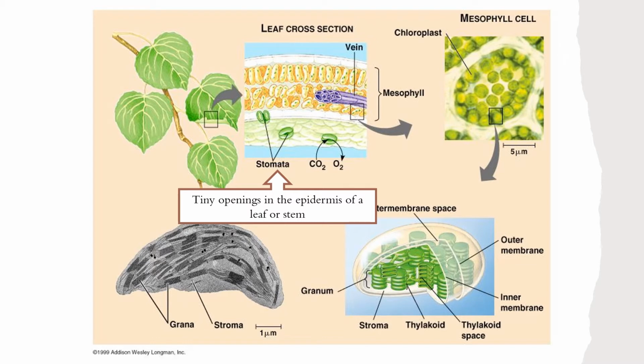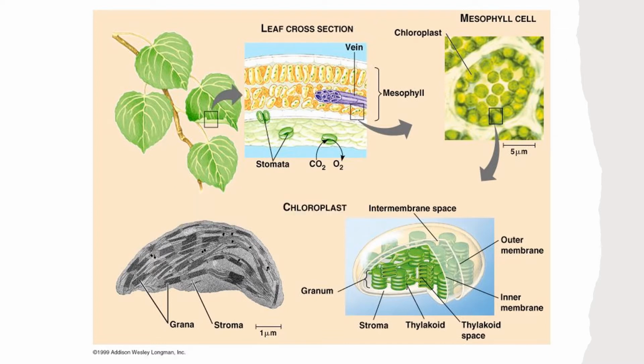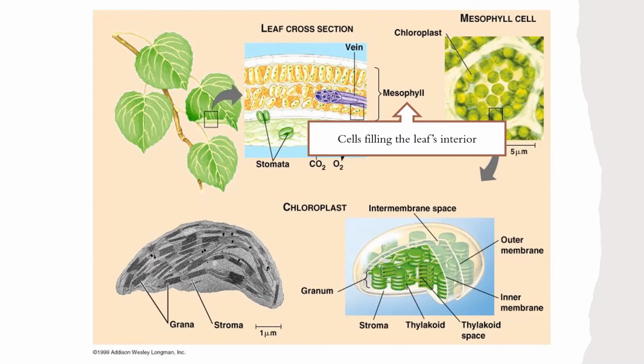Now, by the way, the singular form of stomata would be stoma. Stomata are tiny openings in the epidermis of a leaf or stem. Now, most photosynthesis occurs in the mesophyll. This is a collective term for the cells filling the leaf's interior. Meso means middle and phyll means leaf.